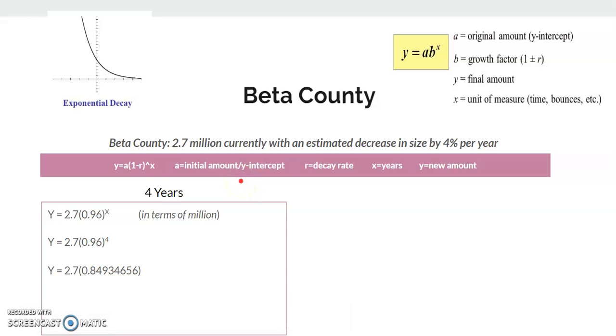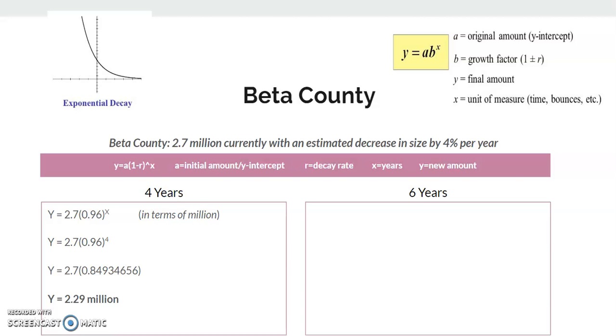Okay, so we do all of our addition. We concluded that Beta County at 4 years has 2.29 million. Now for 6 years, of course, we can just simply take our same equation, and instead of 4 in the exponent, we can change that to 6 to represent 6 years. So there's all of our math.